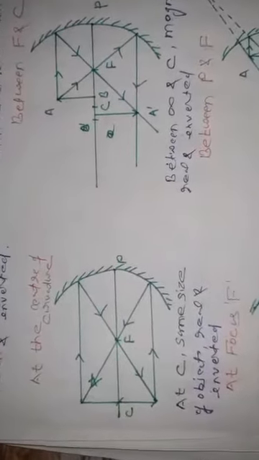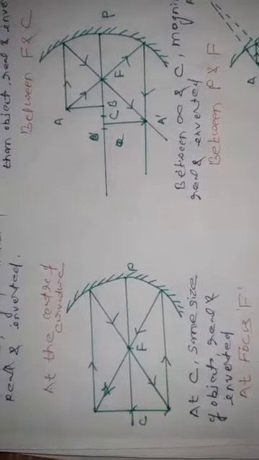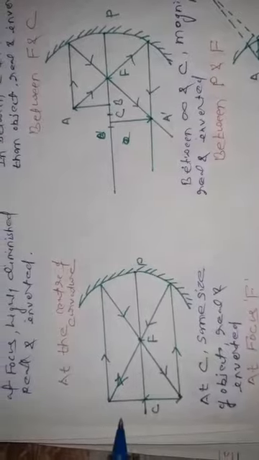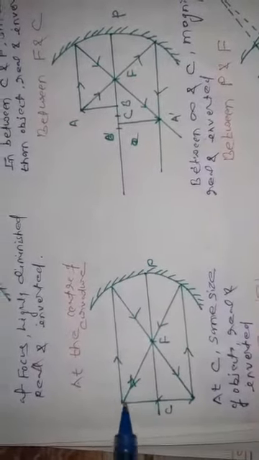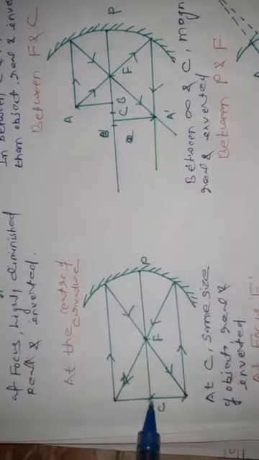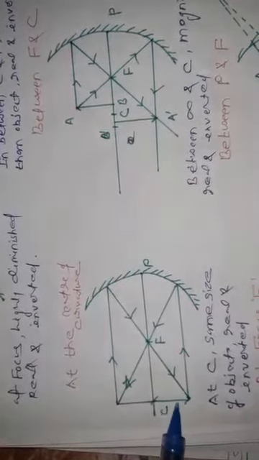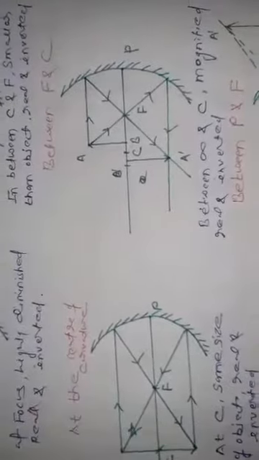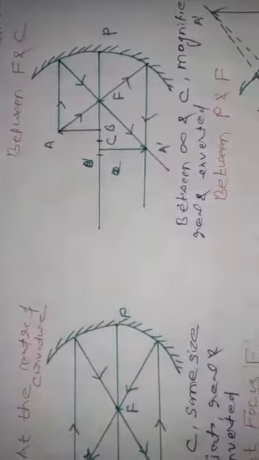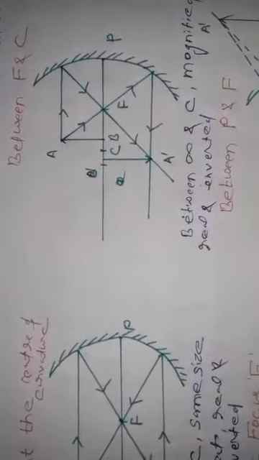Okay, next one, at the center of curvature. If we put our object at center of curvature, definitely we get the inverted image at the center of curvature. You can see in the figure at C, same size as the object, real and inverted image. Next one is if the object lies between focus and center of curvature.